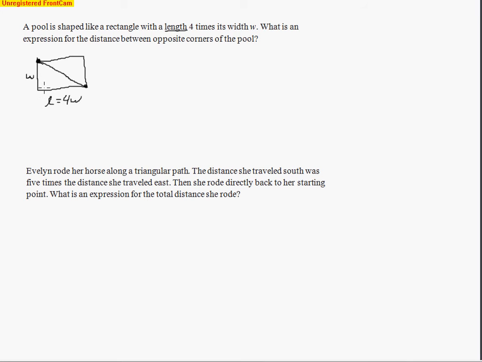Oh, well, there's a right triangle. We've got Pythagorean theorem here. So we're going to set it up as this. We got the two legs, w squared plus (4w) squared equals, we'll call it, how about x squared. And so I go ahead and do some work there. I get w squared plus 16w squared equals x squared. So I combine these together, I get 17w squared equals x squared.